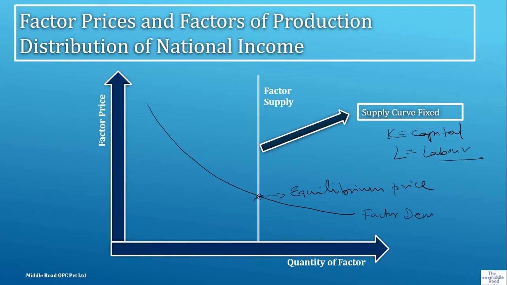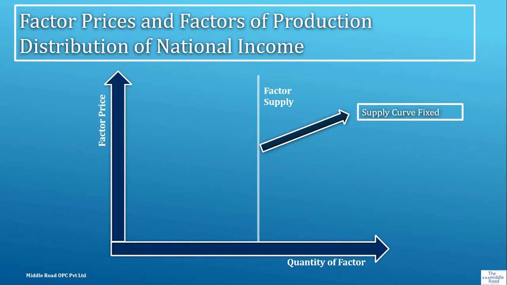If the factor demand goes up, we are going to have a new equilibrium point, which basically means the equilibrium price has increased. However, that is not going to affect the supply curve in the short run. So we are now talking about an economy where the supply curve is constant, and understanding how things are going to be moved.